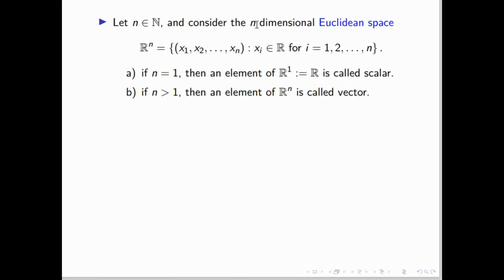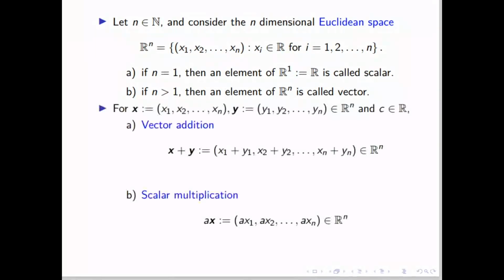Like I already asked, give me some example of an element in R2. So you gave 3 comma 4, that 3 comma 4 is a vector. Like 1 comma 1 is also a vector. So now we'll follow this one, scalar and vector. Now the question is how to add these two vectors.